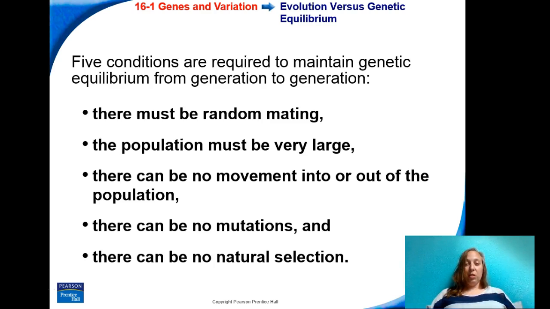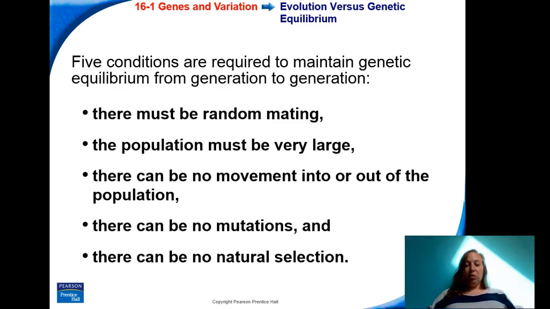Populations must be very large. Is that realistic? The answer is no, because sometimes we're talking about very small populations. Even protected populations can be really small, and in addition we talk about populations in the natural world that can be very small. They're not all large. There can be no movement into or out of the population. Migration occurs, right? Emigration, immigration, those both happen. We've talked about that.